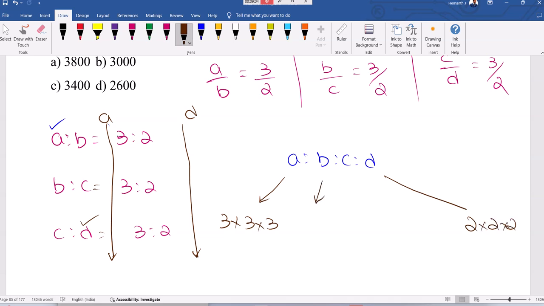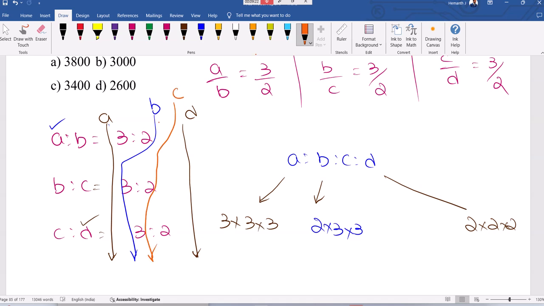What about B? From the left side you have to go to the right side, moving one step at a time. So B is one step to the right: 2 into 3 into 3. C is one more step to the right: 2 into 2 into 3. One more step is 2 into 2 into 2. Entire, from left side to right side, you are moving one step. So the ratio is 27, 18, 12, 8.